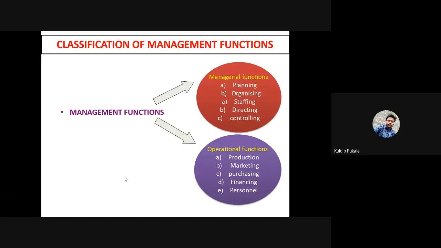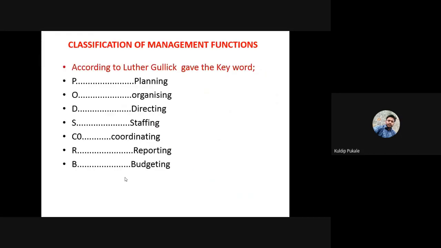So these are the management functions: planning, organizing, staffing, directing, controlling. Then operational functions: production. Suppose a manufacturing industry is there, then these operational functions are important. These production, marketing, purchasing, financing and personnel level are the operational functions. These are the keywords. Remember these keywords: POSDCORB.